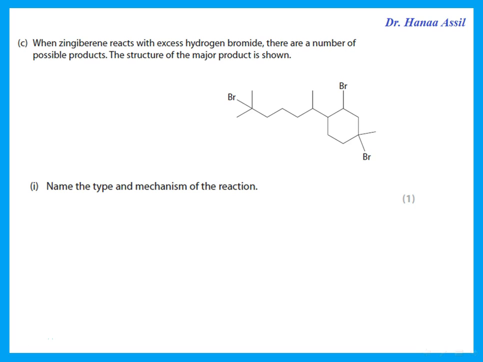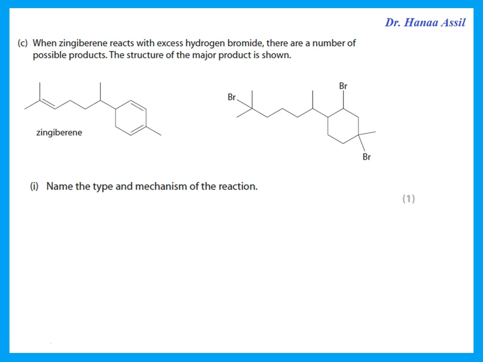When this compound reacts with excess hydrogen bromide, there are a number of possible products. The structure of the major product is shown. Name the type and mechanism of the reaction. What did he start with? This is what he started with.